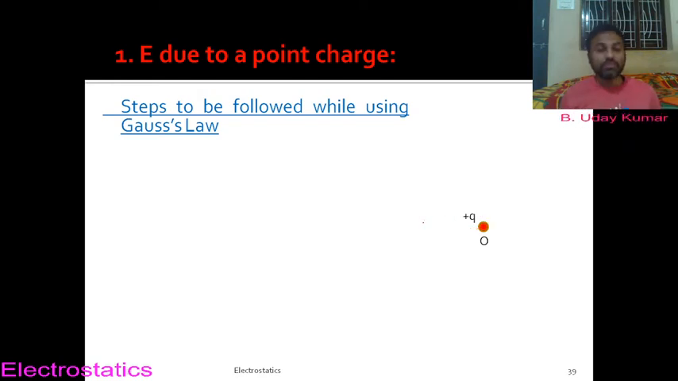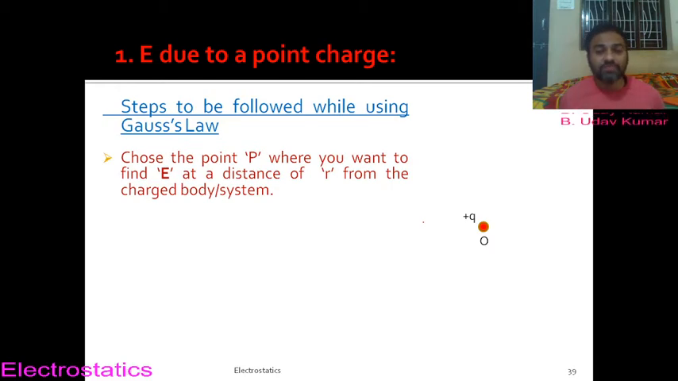Okay, now fine. What are the steps that we have to follow? The first step is to choose the point P where you want to find the electric field intensity at a distance of r from the charged body system. So now this is your system. It's a point charge, and we want to find the electric field intensity due to this. So for that, what is the first step here? We have to choose the point P where you want to find E, right? You can choose any point around it. For example, I can choose this point P here, or I can choose the point P here, or I can choose the point P here.